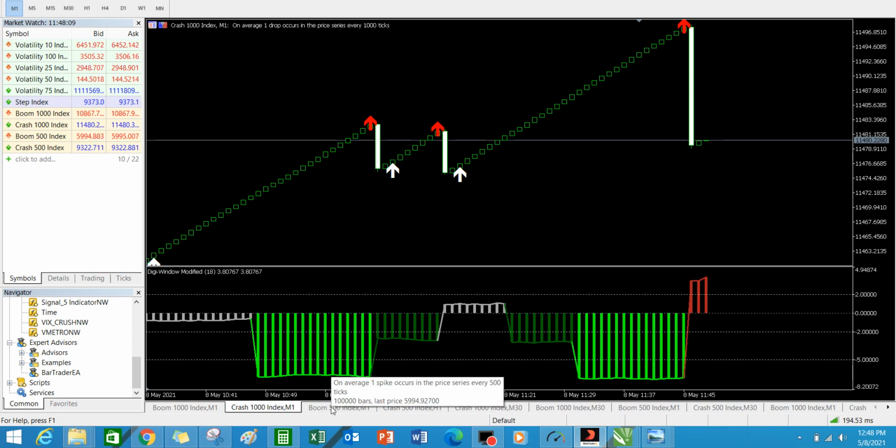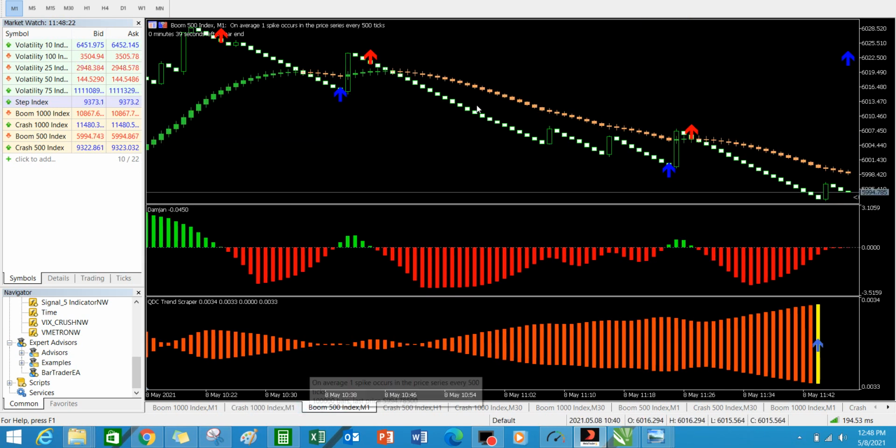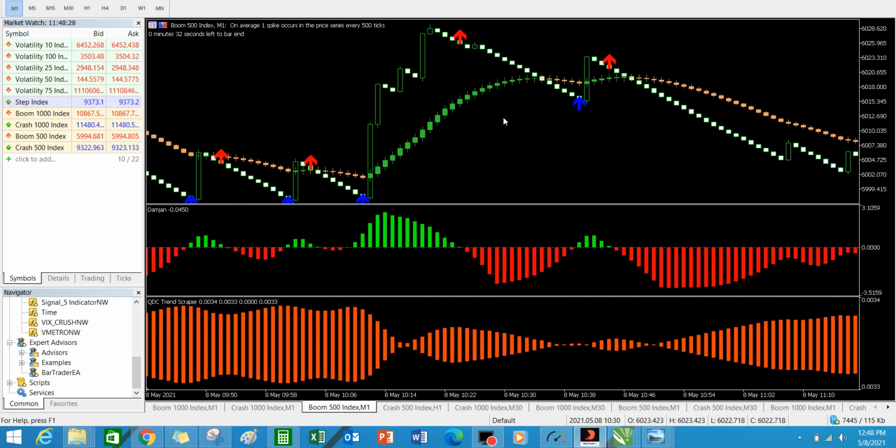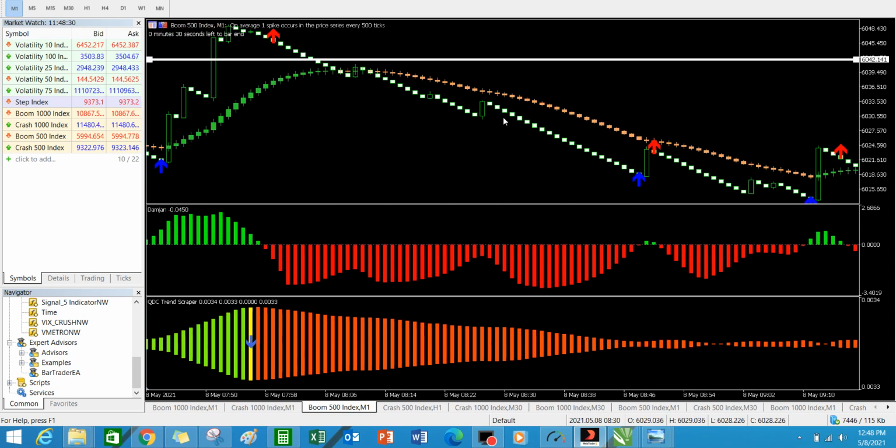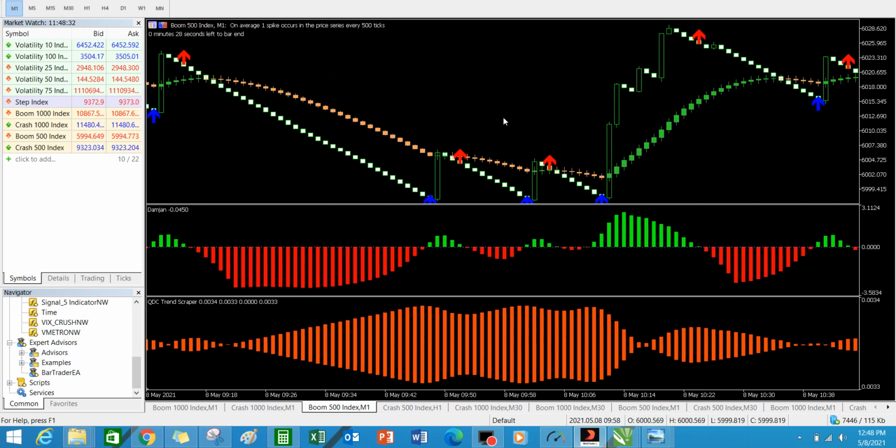So if you don't know how to sell the drop-down candle, stay away from the markets, from the Crash 1000 market at the moment, and wait for the trend to change over before you jump into the market. Okay, for Boom 500, I'm using the QDC Scraper indicator for it, and at the moment it is on downtrend and has been on downtrend for a very long time.